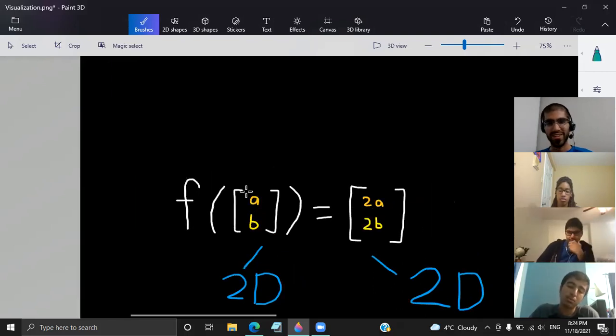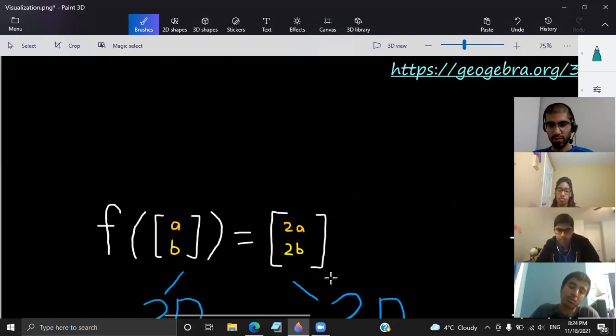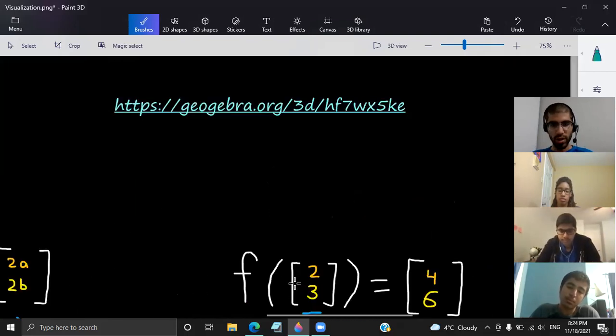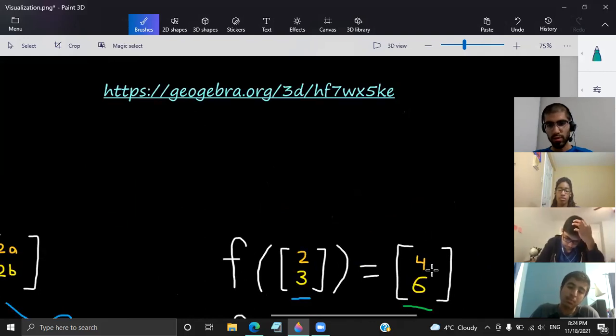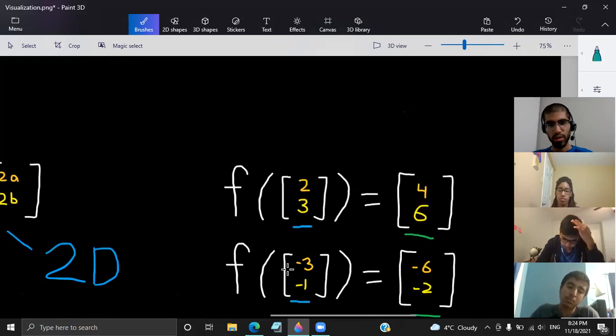Yeah, a function can do that. It can take a vector in and it can return a vector out. So for example, if I put in 2 and 3, then 2 gets doubled to 4, 3 gets doubled to 6. If I put in -3, -1, -3 gets doubled to -6, -1 gets doubled to -2.